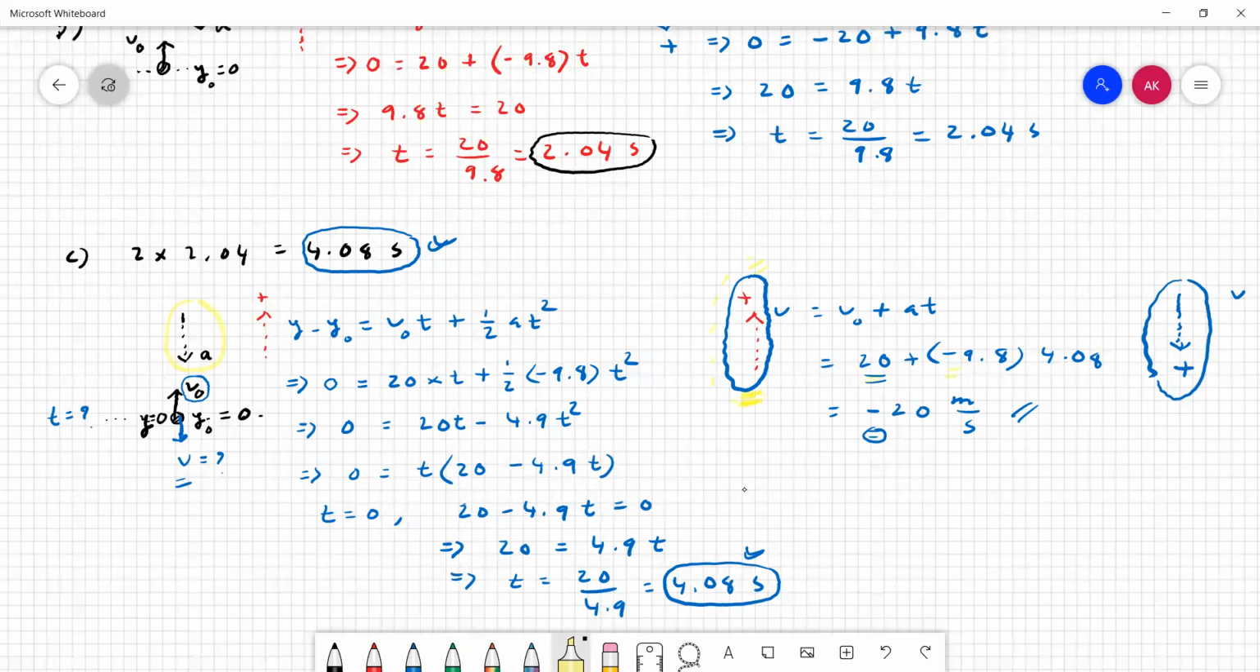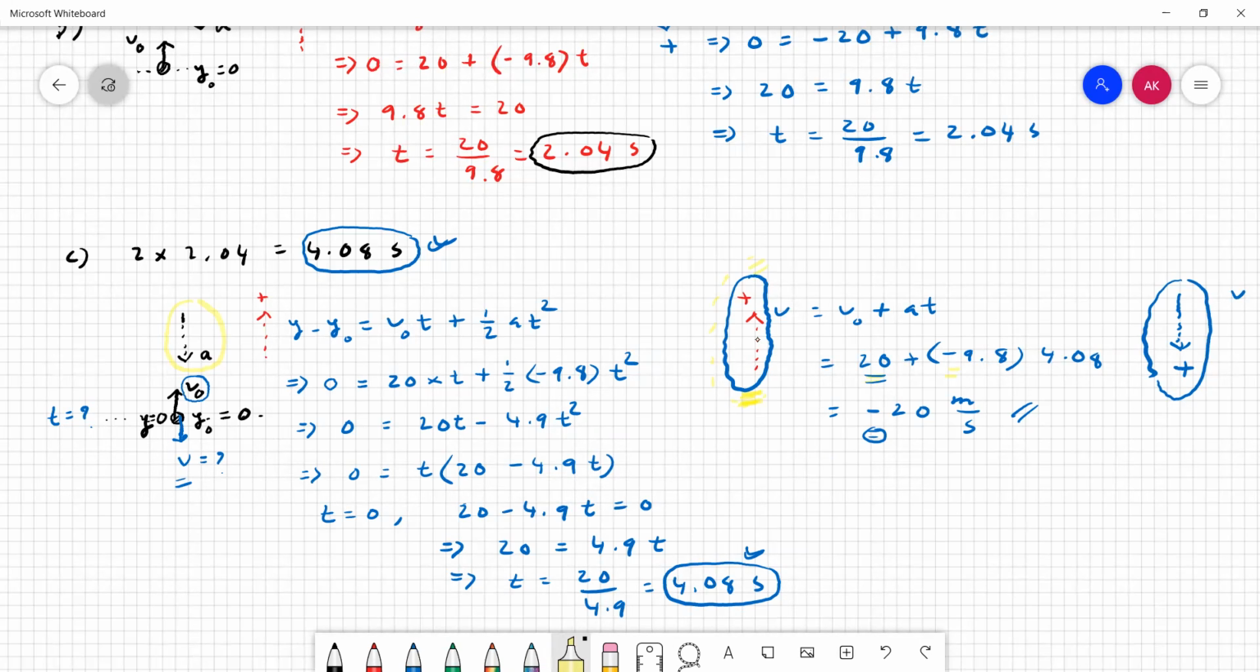Negative 9.8. Okay. Can you hear me? I think I'm breaking up again. Yes. You said acceleration is downward, so the value should be negative. Exactly. For free fall, acceleration is always downward. So anytime you get a free fall, you should always draw that arrow.